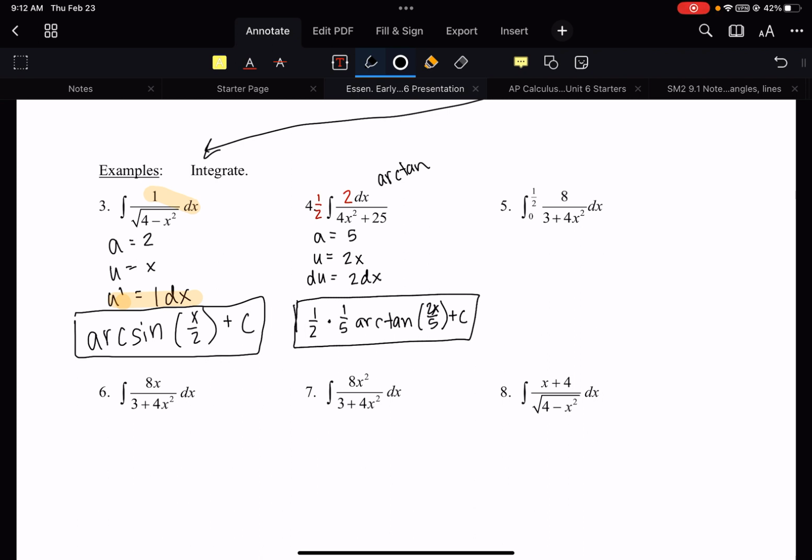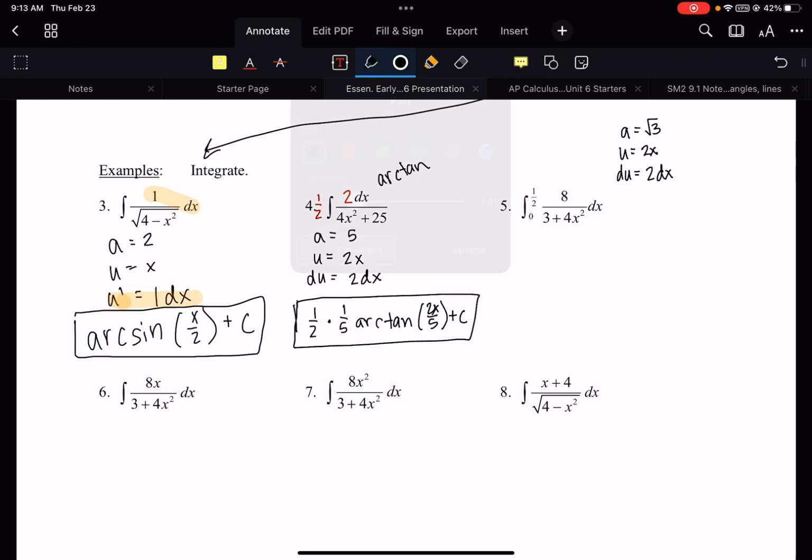Okay, let's do another one. Notice that in number 5, I am now dealing with a definite integral, which means that I have bounds. So I'm going to start by just finding the antiderivative. So find the u and the a and the du. So I'm going to do this up here. We're going to need more space for this one. So my a, my u, and my du. The a is the constant that's being squared. This would be the square root of 3. My u would be 2x, and my du would be 2 dx.